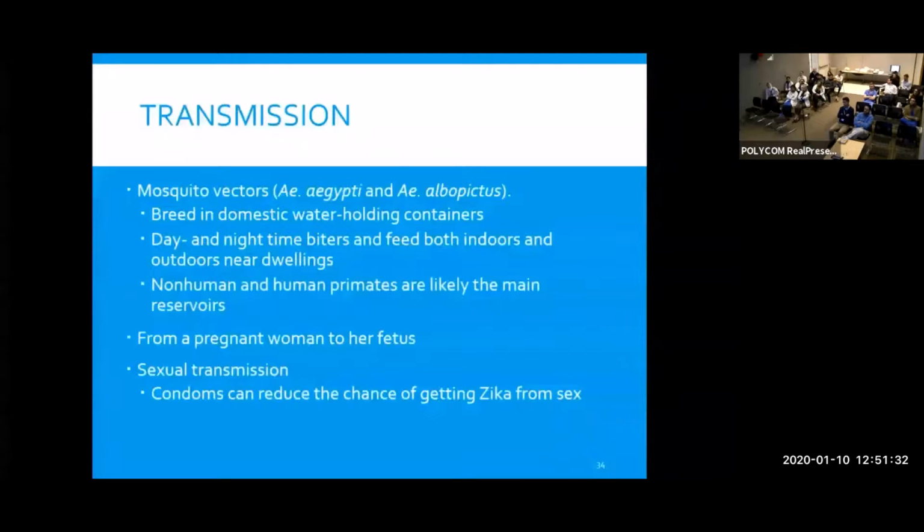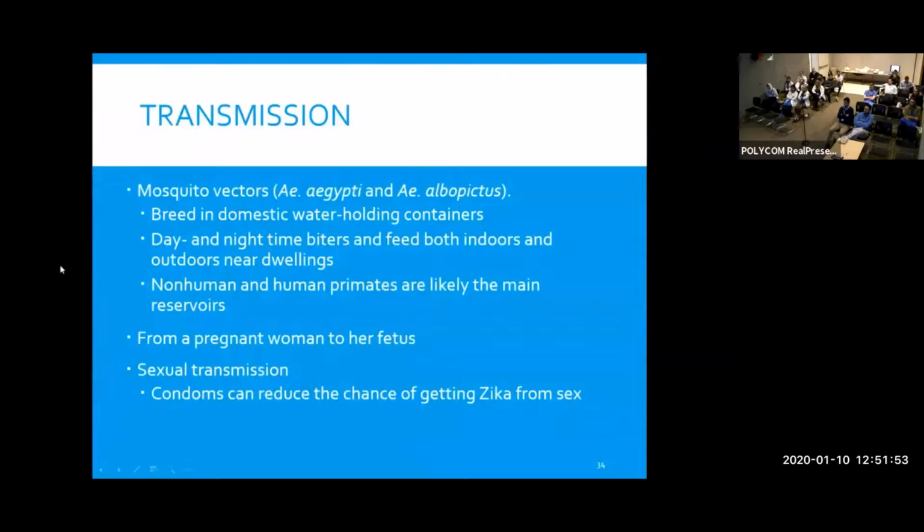So I was going to do chikungunya first, but okay, Zika first. Zika was a big deal a few years ago. I'm sure you all remember that. Zika virus is another virus transmitted by mosquitoes. They tend to breed in water-holding containers. The vector bites both day and night, and feeds both indoors and outdoors.